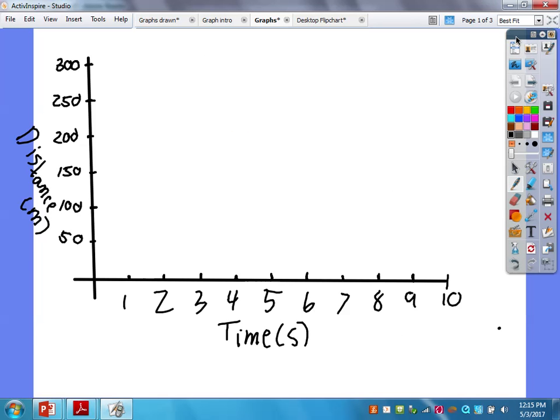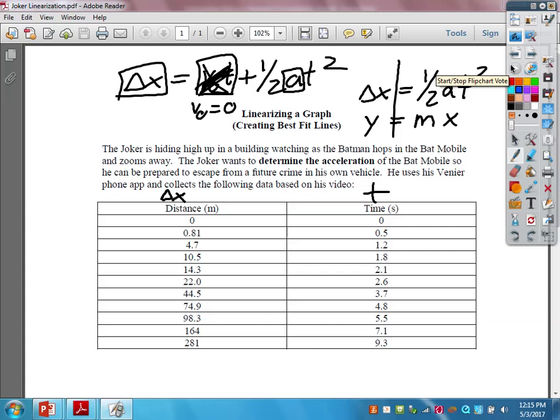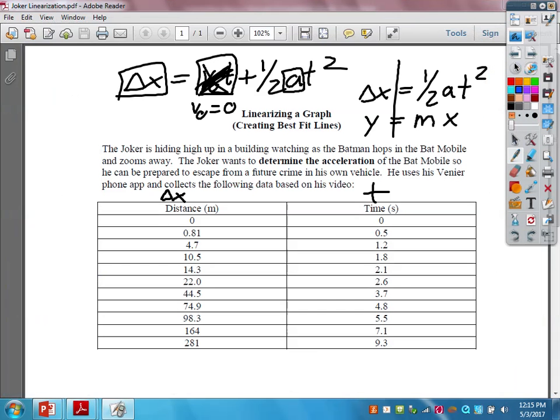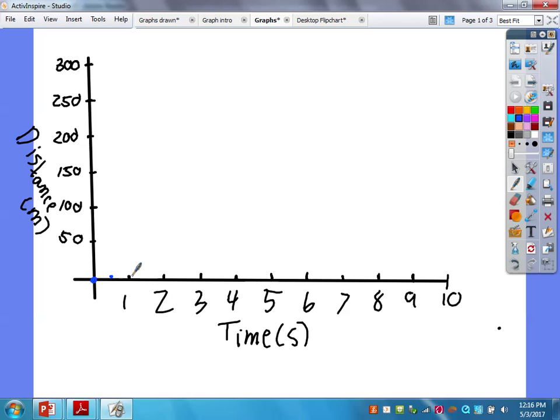So you have 0, 0. Followed by 0.5 and 0.81. Based on my graph, it's going to start off very low, so I'm going to put it way down here, just above 0.5. Next, 1.2 and 4.7. Still very, very low, because you can see my first axis is 50.